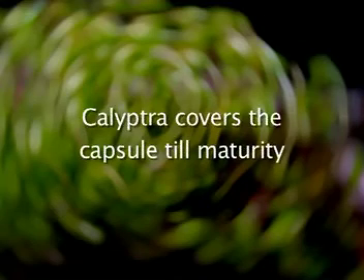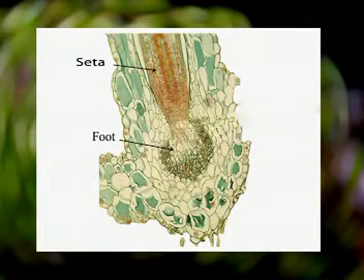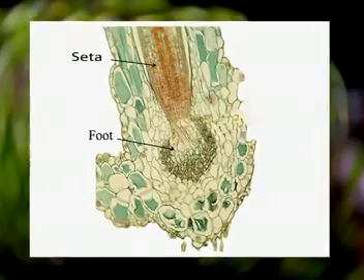The calyptra covers the capsule till maturity. This mature sporophyte of Funaria is much more complex than that of liverworts. It is differentiated into foot, seta and capsule. As far as the foot is concerned, the foot forms the basal portion of the sporophyte.